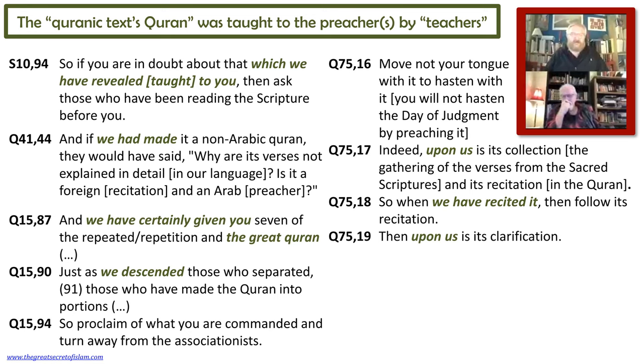Indeed, upon us is its collection, the gathering of the verses from the sacred scriptures into the Arabic lectionary, and its recitation in the Quran. So when we have recited it to you, then follow its recitation, then upon us is its clarification, its explanation. This is the literal meaning of the Quranic text here. Some people will tell me it is not what we find in the Islamically correct translation, but it is the literal meaning of the Arabic text.